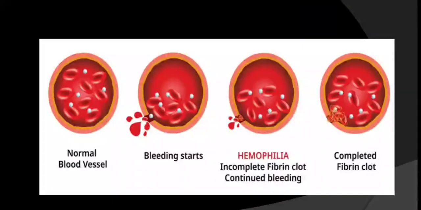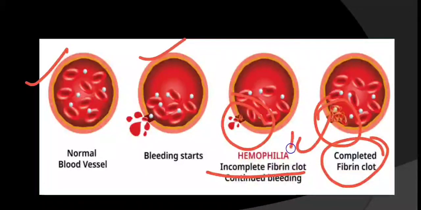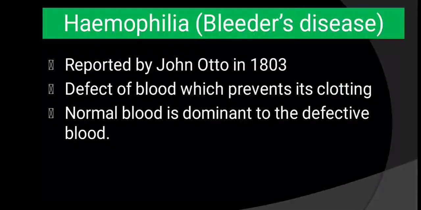See this figure, this is a normal blood vessel. Now in this case, due to a cut, the bleeding starts. If the person has this disease, the blood is not able to clot. You can see an incomplete fibrin clot is there and the bleeding continues. In a normal person, there is a complete fibrin clot, and the blood is not able to flow due to the clot formation. So this disease is bleeder's disease, hemophilia, reported by John Otto, a defect of blood which prevents its clotting.